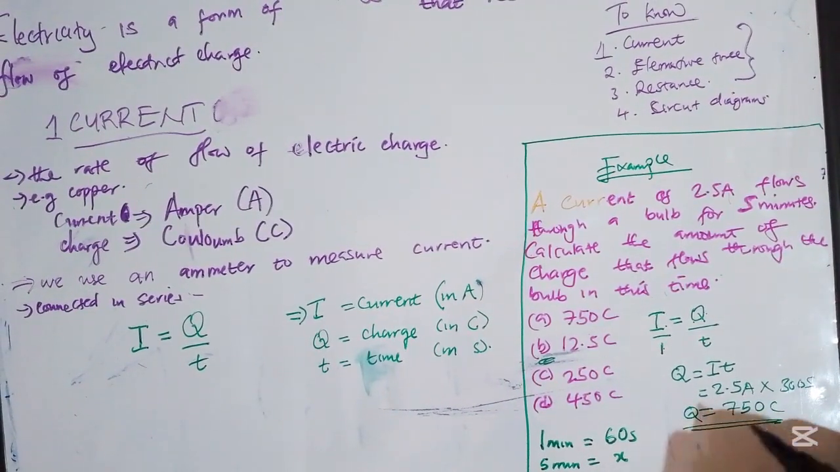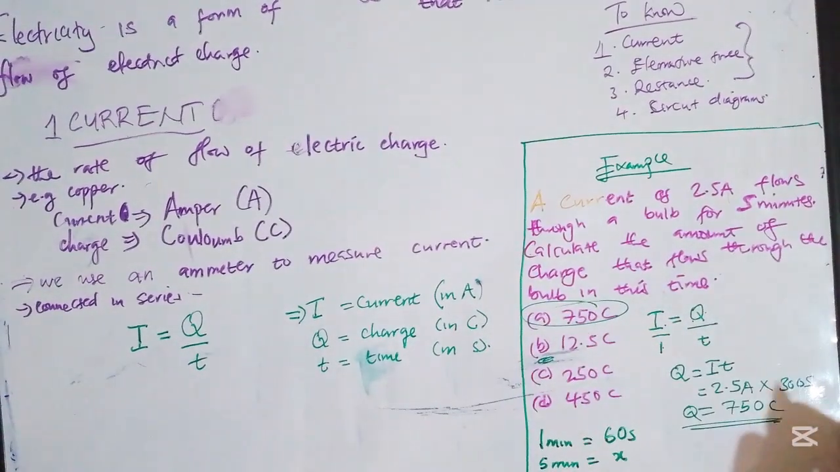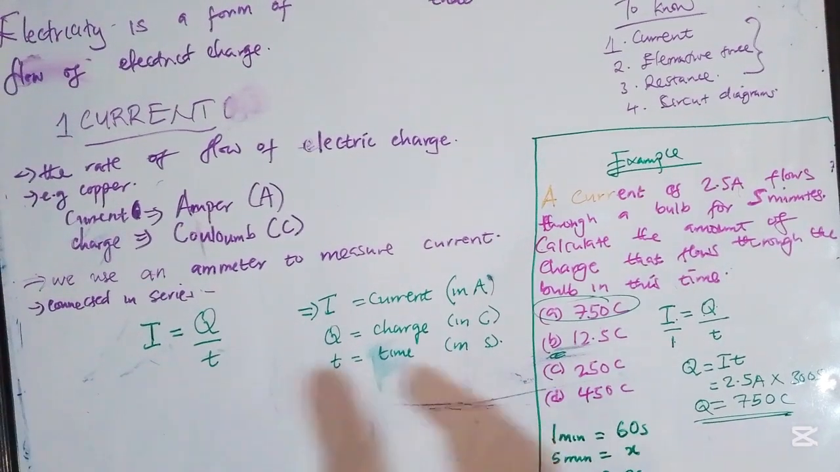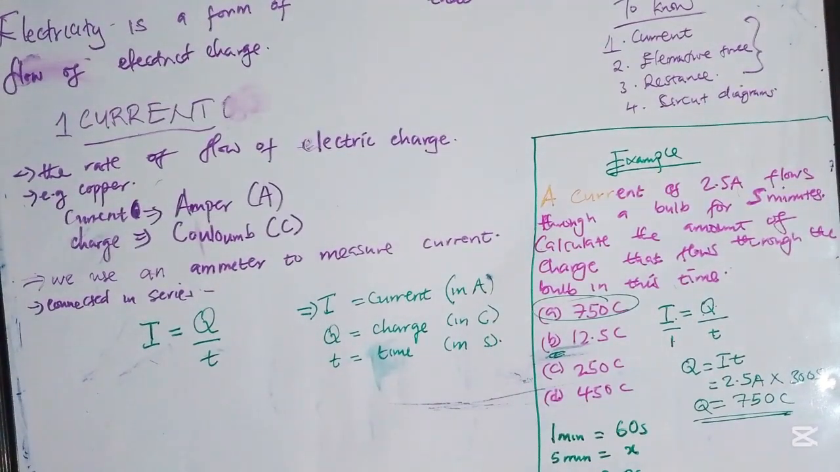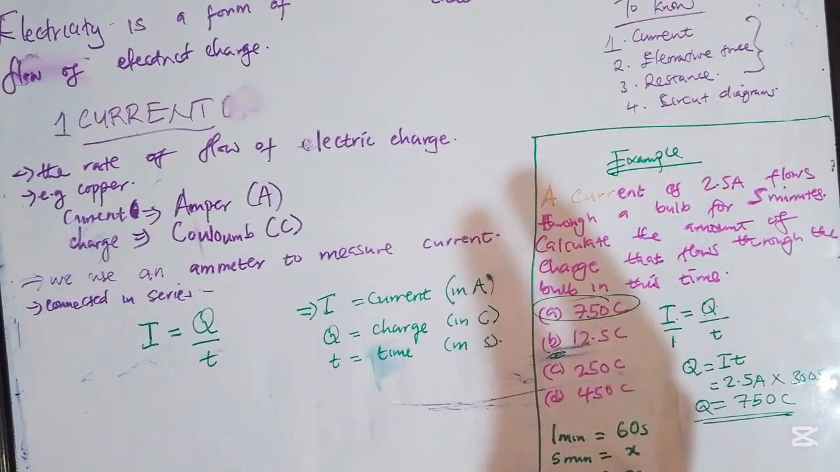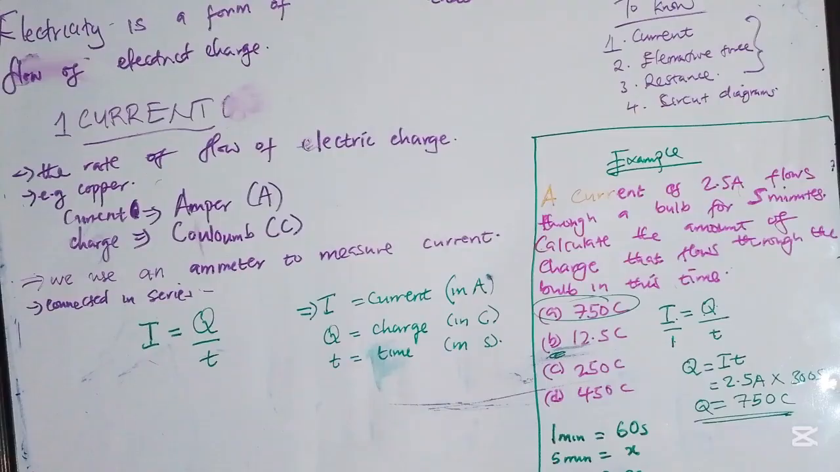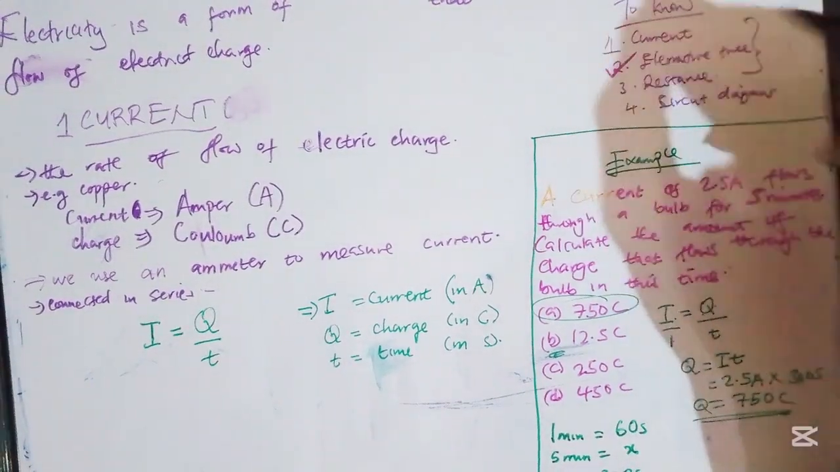So this is an example of how a question on current can come. Remember, this is for section A. Your multiple choice questions, you have a lot of questions. So now, after we have understood what current is and how we can calculate current, we are going to move on now to the next topic, which is electromotive force.